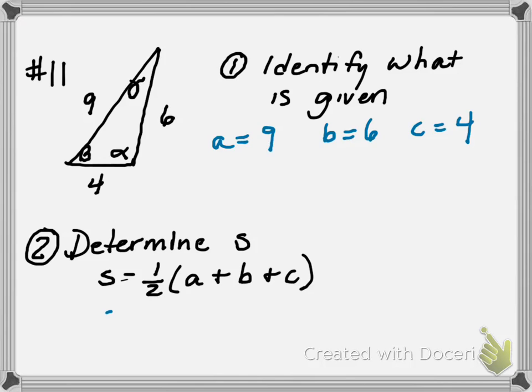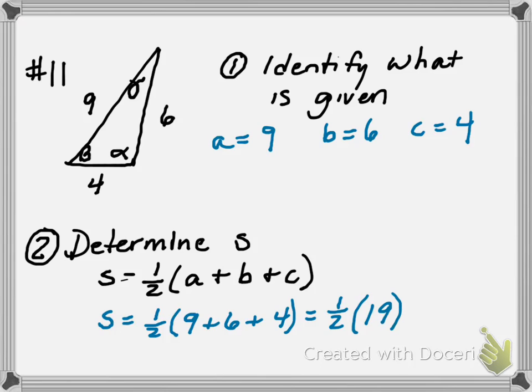All right, when you're substituting, S is equal to 1/2, A is 9, plus B, which is 6, plus C, which is 4. So this is 1/2, and 9 plus 6 is 15. 15 plus 4 is 19. So this would be 1/2 of 19, which is equal to 9.5. So S is equal to 9.5, and hopefully all of you got this correct. If not, go back and check your math and see if you did the proper substitutions, additions and multiplications.